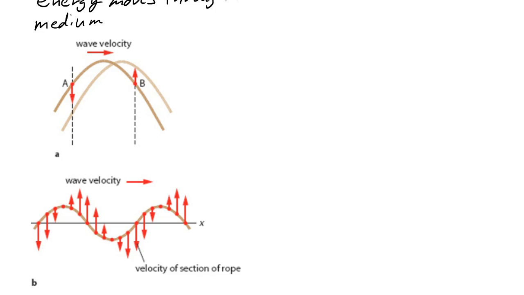However, the particles, or the rope, are oscillating up and down, because this is a transverse wave. So it's important to remember that it's the speed that the energy of the wave is moving, not the speed at which the particles are oscillating.